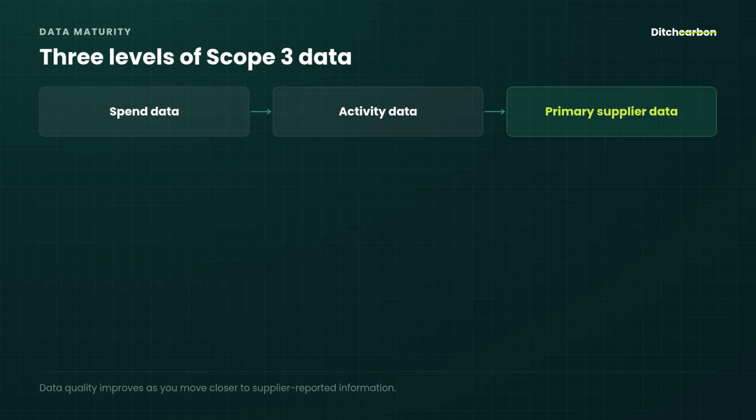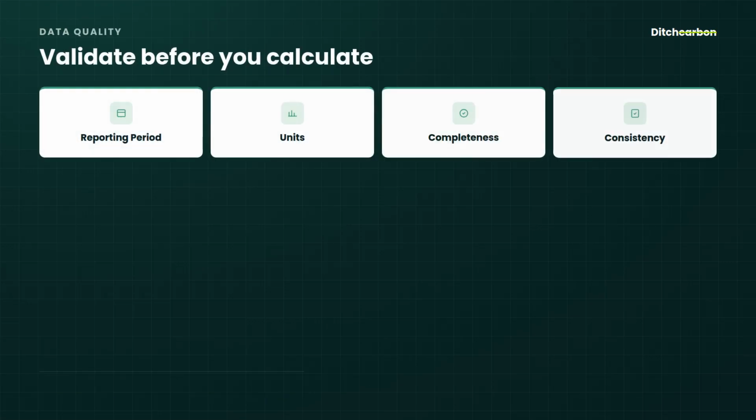Which brings us to data maturity. As your program matures, you'll typically move through 3 levels of data: spend data, activity data, primary supplier data. As you move from one to the next, your data quality improves because you're moving closer to information that comes directly from the supplier. Before you start calculating emissions, take a moment to validate the data you've collected. Check the reporting period, check the units, check for completeness and consistency. Your emissions calculations are only as reliable as the data going into them.